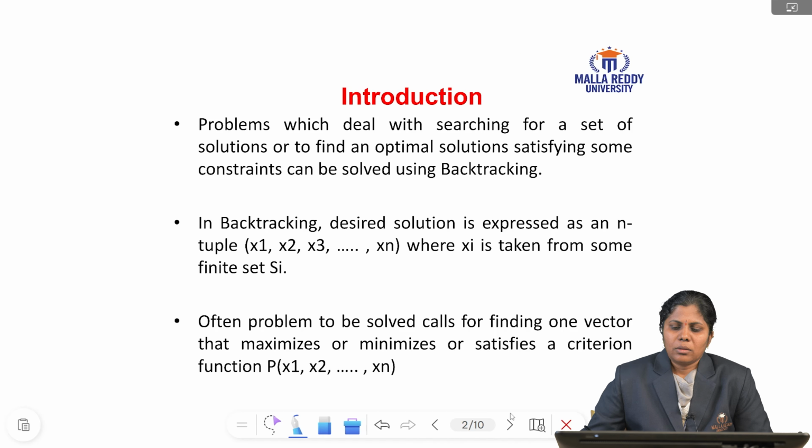In backtracking, the solution is expressed as an n-tuple vector represented as x1, x2 and so on up to xn, where each xi is taken from some finite set Si. Often the problem is to find the maximization or minimization by satisfying some criteria function.